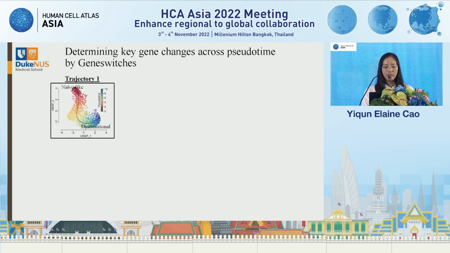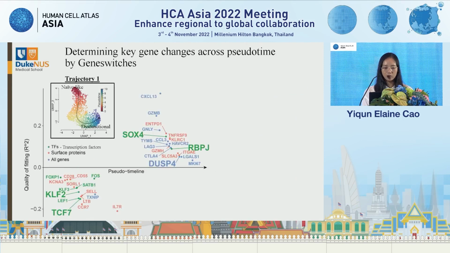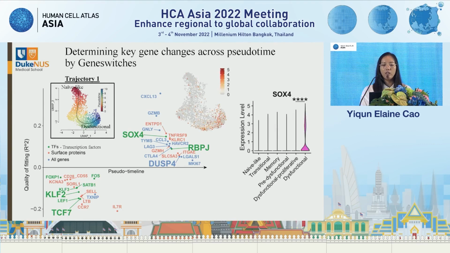Then back to our trajectory of naive to dysfunctional state. We applied GeneSwitches, and here are the results. We observed that the cells are losing naive markers, such as TCF7, at the early time point, followed by acquiring dysfunctional markers, such as LAG3 and CTLA4. And remarkably, we observed this transcription factor, SOX4, which is overexpressed in the dysfunctional clusters compared to the rest of the cells.